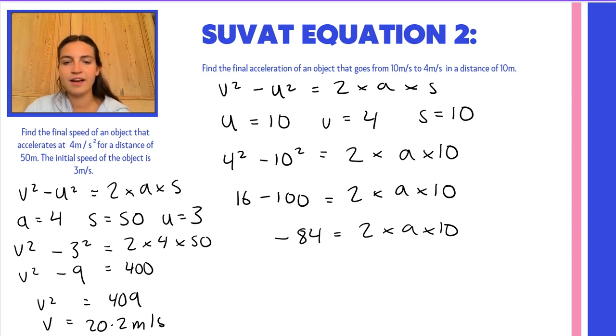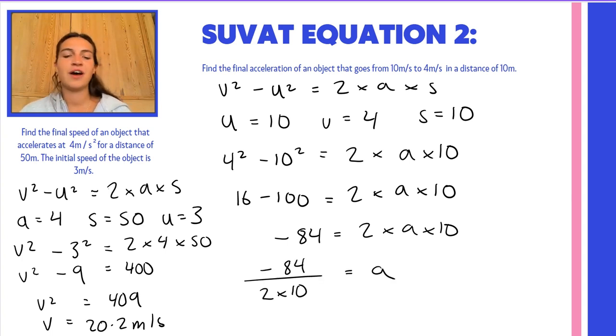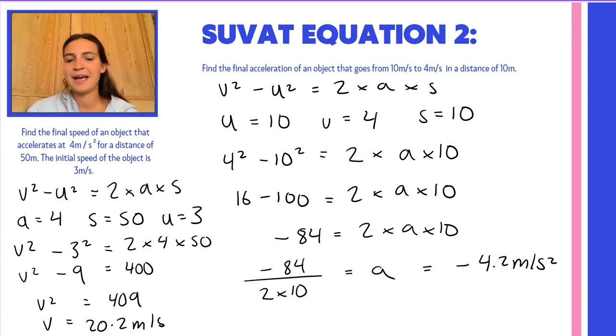Now to get that a alone, I need to divide both sides of my equation by 2 times 10. So I have minus 84 divided by 2 times 10 equals a. And that gives me minus 4.2 meters per second squared. So that minus sign you see there just popped out of using my equation. And that makes sense because this object went from a faster speed 10 to a slower speed 4. So it's decelerating.